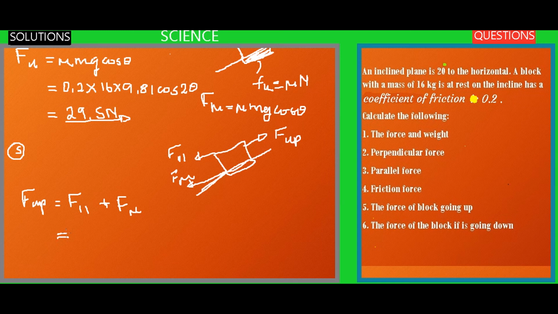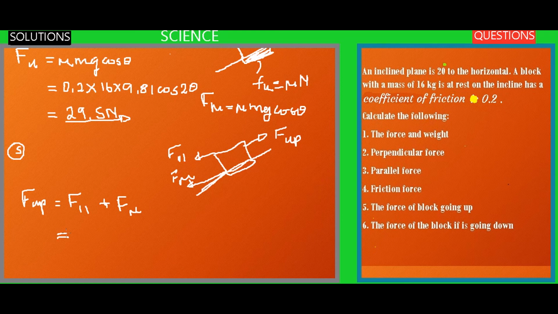So when the object goes up, it carries the load. So the parallel force must act downwards because of the gravitational pull. So it does not change any direction. When we check the next question, we'll see that the parallel force does not change. Only the friction force and the force that caused the motion change their direction. When the force goes up, the friction force goes down. When the force goes down, the friction force goes up.